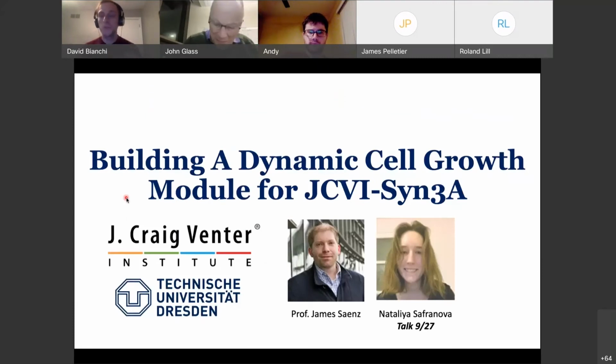And so with all these tools and principles in place, what we can then do is get to our eventual goal of building this cell growth module. This is some work that we did with the group of Professor James Sands at the TU Dresden and his graduate student, Natalia, who's going to be giving a talk next Monday.